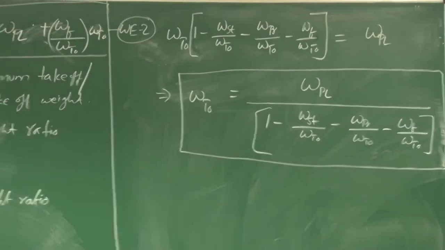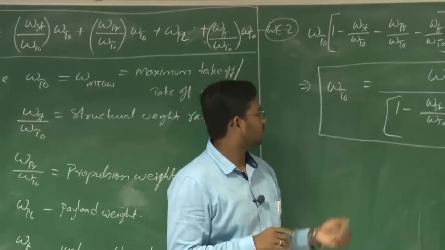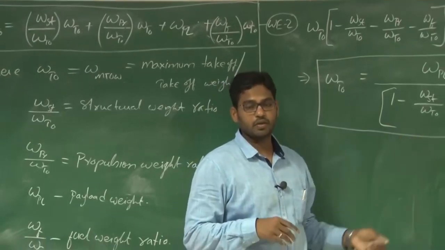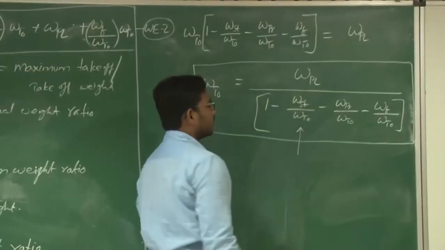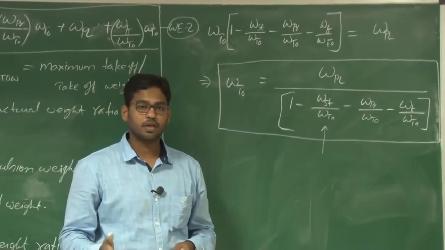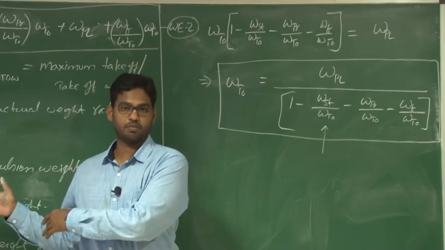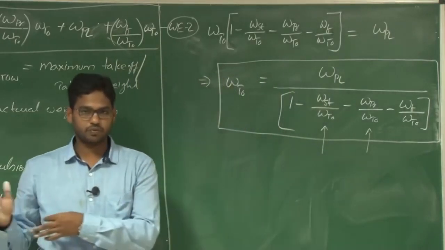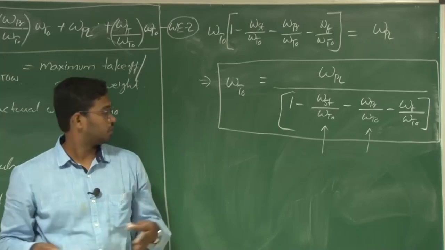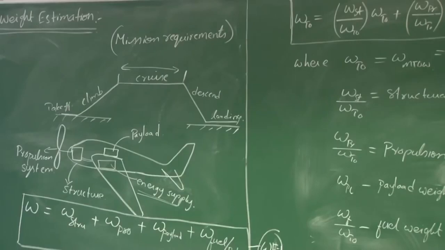So why do we call this an estimate? Why is it an estimation? There should be some meaning, right? Because we are not actually calculating, we are trying to estimate based upon the historical data. So the structural to takeoff weight ratio, we consider from the historical data of the aircraft which are designed to perform similar missions, right? At the same time, the propulsion weight ratio we'll also figure out from the historical database of the UAVs which are designed to perform similar mission requirements, right?